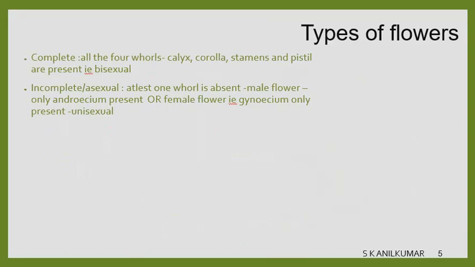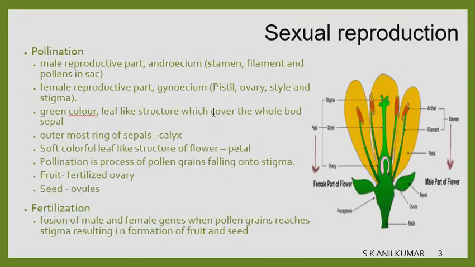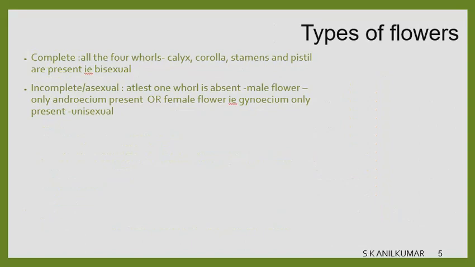What are the types of flowers? A complete flower has 4 whorls: calyx, corolla, stamens and pistil. This is the calyx, the green part, the sepals, and the petals are the corolla. Calyx, corolla, stamens and pistil.